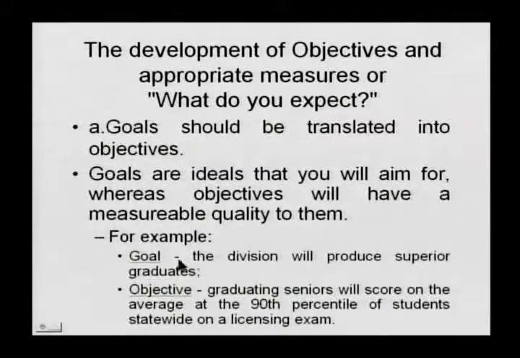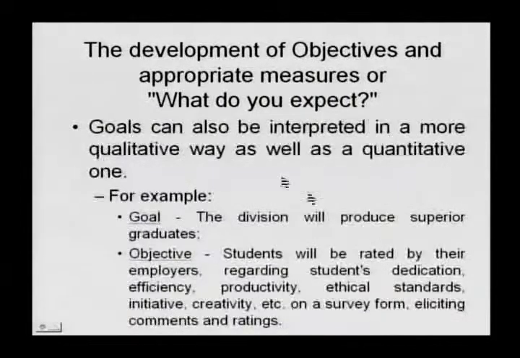So here's an example. If you're evaluating an institution from a department or division point of view, the division will produce superior graduates. The objective: graduating seniors will score on the average at the 90th percentile of students statewide on a licensing exam. An aim would be to have course content and exercises appropriate for developing at least the skills required to reach the objective. And you can have various aims, as you see.